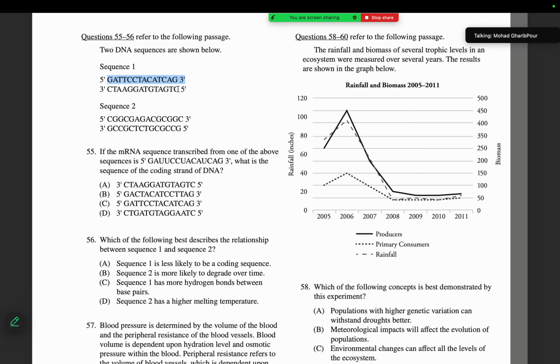So when the RNA polymerase comes in, it's going to bind this strand. Okay? And it's going to go in the opposite direction and produce this.